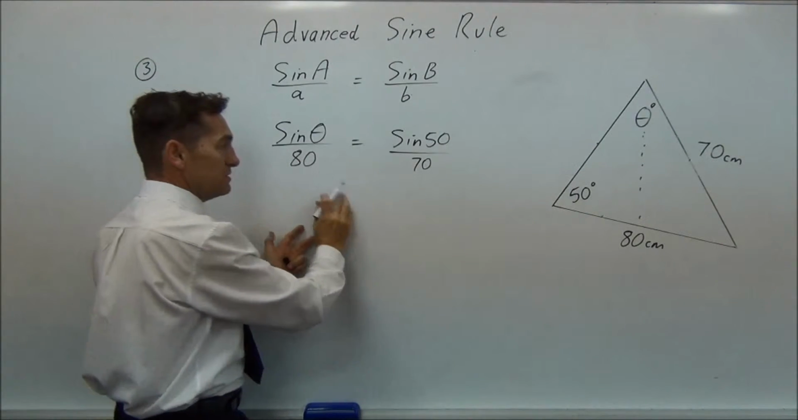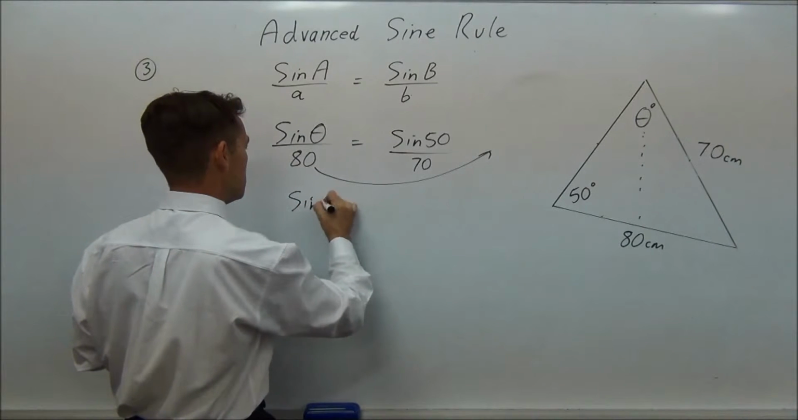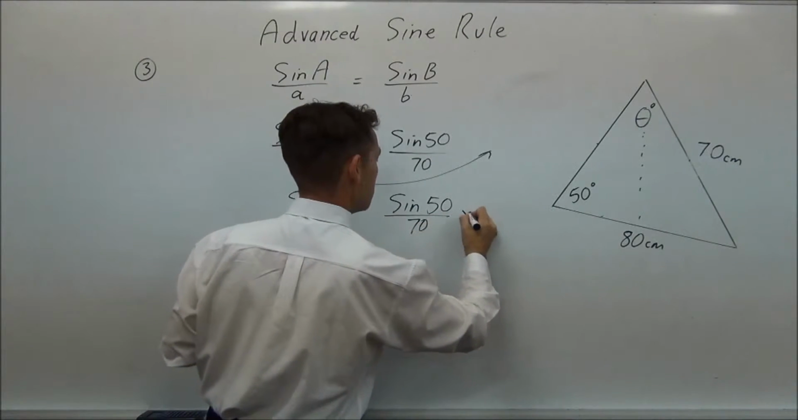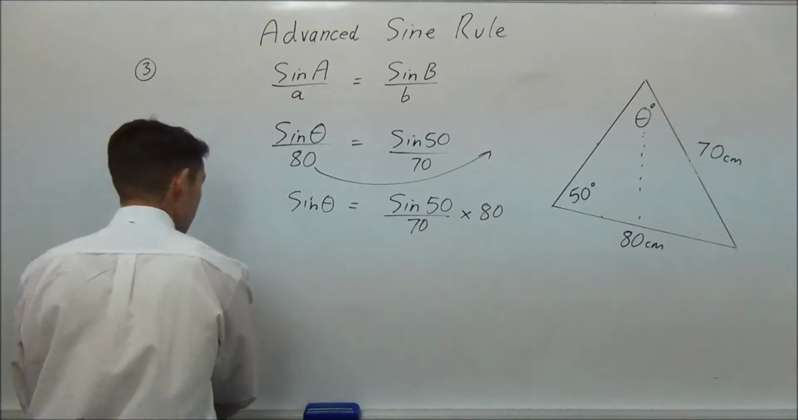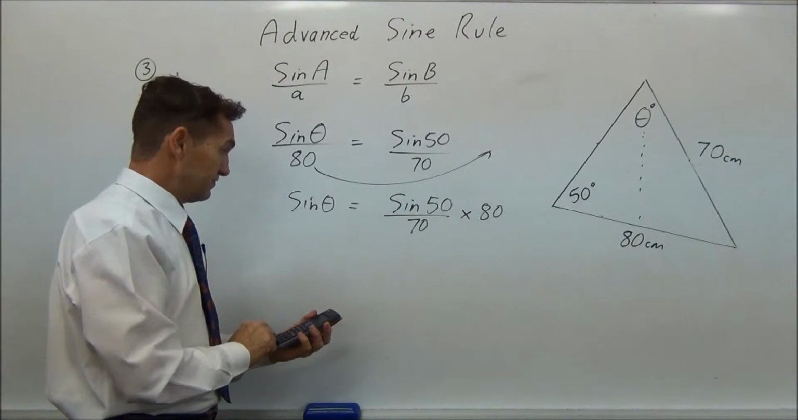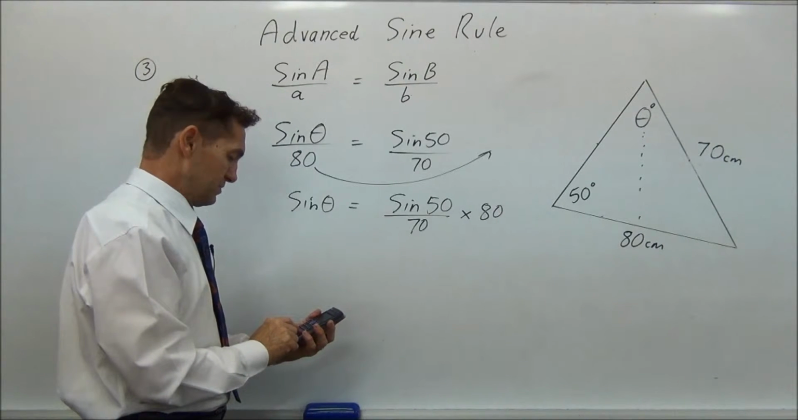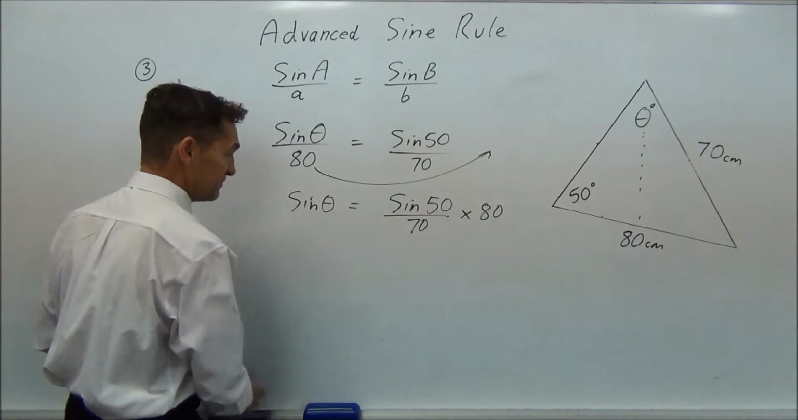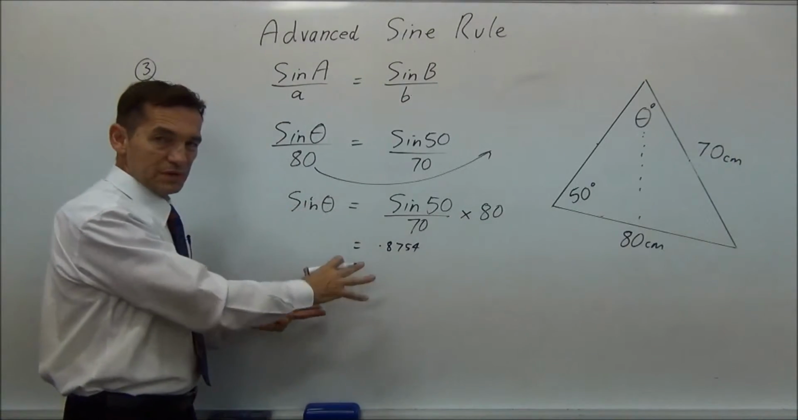And this thing on the bottom is going to go right up there. So we're going to put it up there, and you go sine theta equals sine 50 divided by 70 multiplied by 80. Punch that in your calculator, and I haven't done that one. Better do that one now. So we're going to go sine 50 divided by 70 multiplied by 80 equals, and you go, that's 0.8754. So that equals 0.8754.